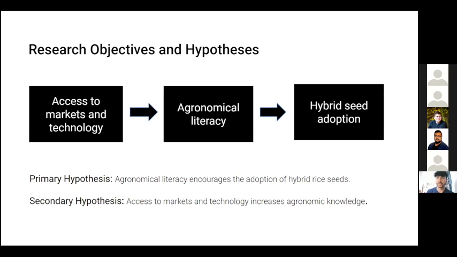Our research objective for today is looking at access to markets and technology and how that will affect agronomical literacy, as well as how agronomical literacy affects the adoption of hybrid rice seeds. Our primary hypothesis for this study is that agronomical literacy does encourage the adoption of hybrid rice seeds. For our secondary hypothesis, we have that access to markets and technology would increase agronomical knowledge.